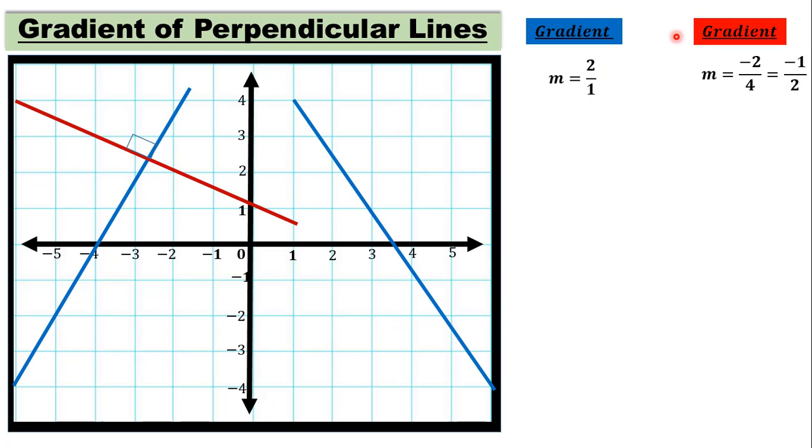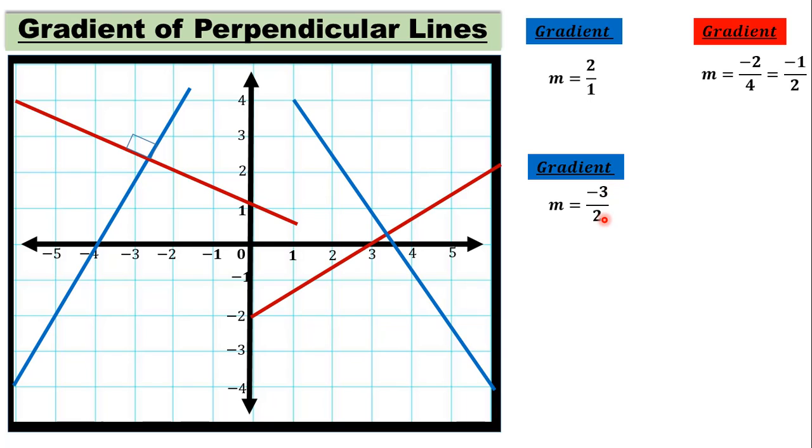Let us consider one more pair of the perpendicular lines. If we need to find the gradient of this blue line, its gradient is equals to 1, 2 units in x direction, 1, 2, 3. For every 2 units in x direction, it is falling 3 units in the vertical direction. So the gradient of this blue line is equals to minus 3 in y direction, 2 in x direction. So gradient is overall the ratio of minus 3 to 2.